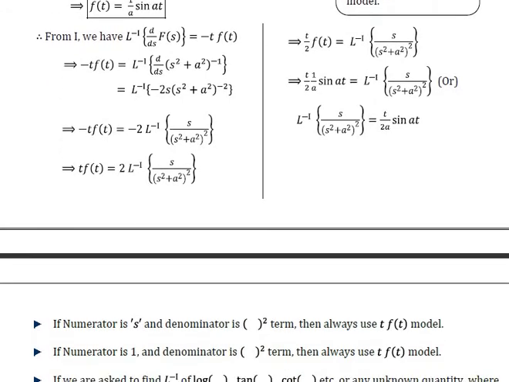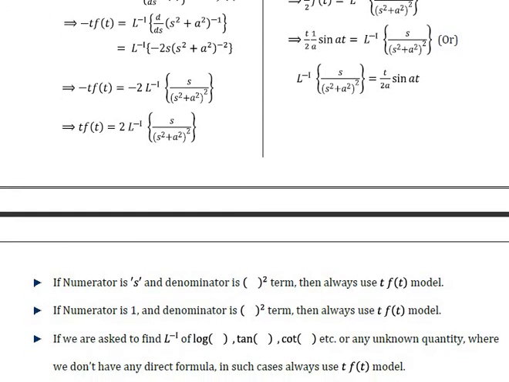So the important notes are: if the numerator is s and the denominator is a something-square term, then always use the TFT model. If the numerator is 1 and the denominator is a something-square term, then always we have to use the T into FT model.